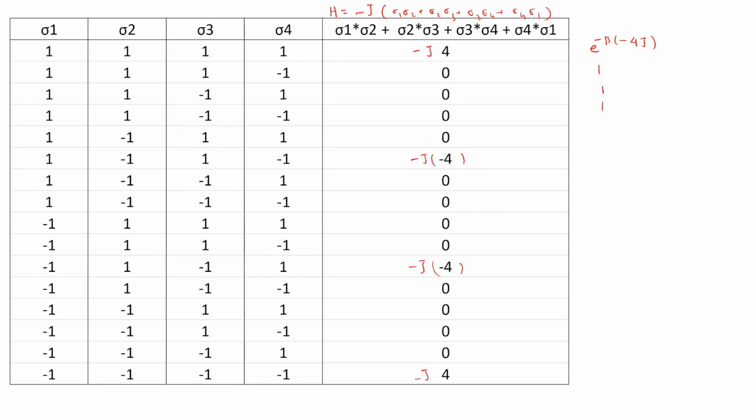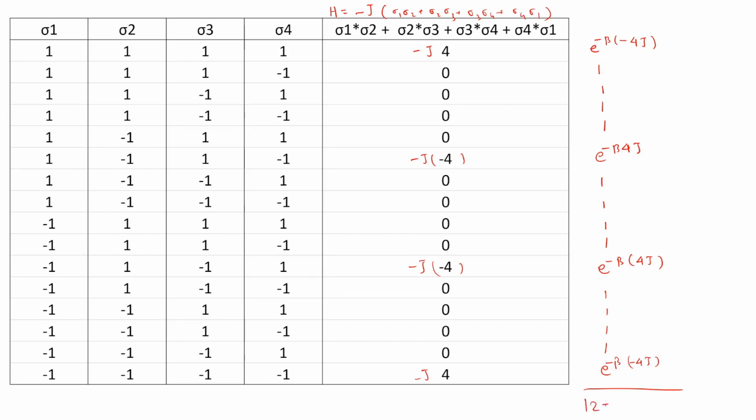So 1, 1, 1, 4 ones, and again e to the power minus beta times plus 4J. Then again 1, 1, 1, 1, then e to the power minus beta times plus 4J. Then again 1, 1, 1, 1, and e to the power minus beta times minus 4J. If you add all of this, let us see how many ones: 1, 2, 3, 4, 5, 6, 7, 8, 9, 10, 11, 12.